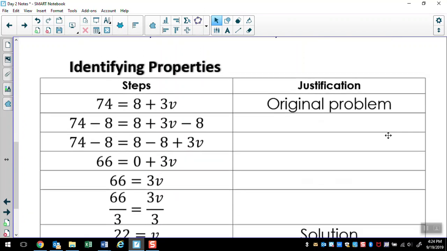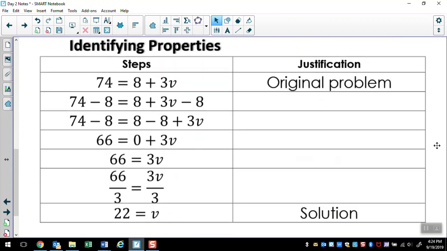All right, now we're going to take those properties that we learned last time, and we are going to justify our steps for solving an equation. Now we're going to be really careful here with how they've done some things, because it might look a little different than what we're used to doing. All right, so we started with this problem: 74 is equal to 8 plus the product of 3 and v. So here's the work for solving that equation.